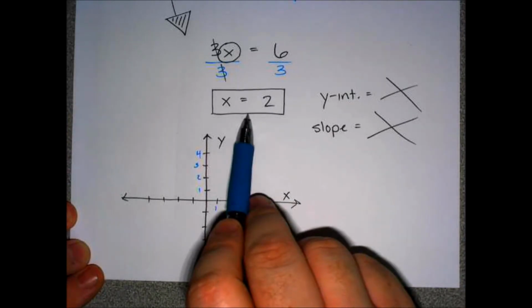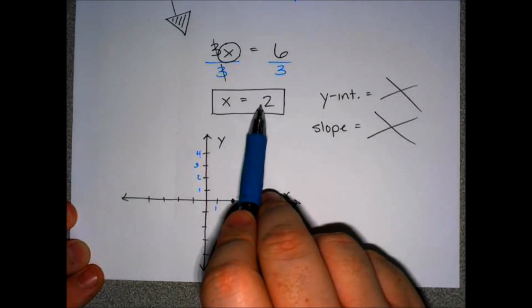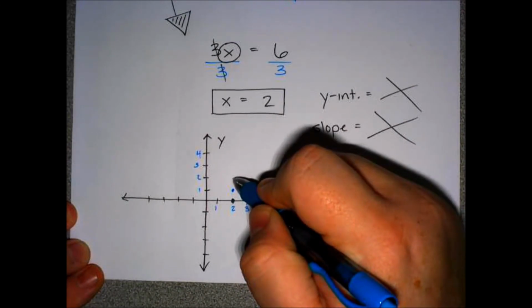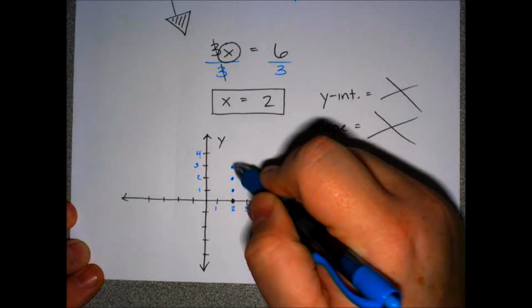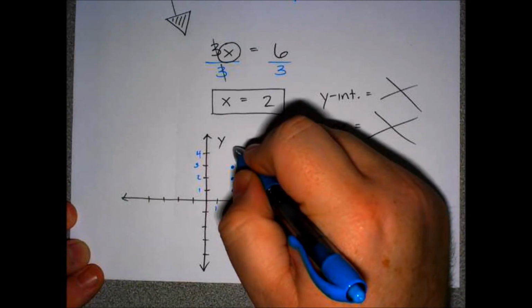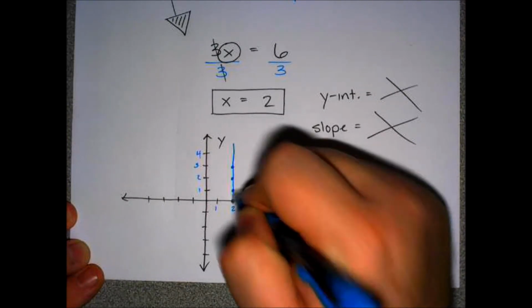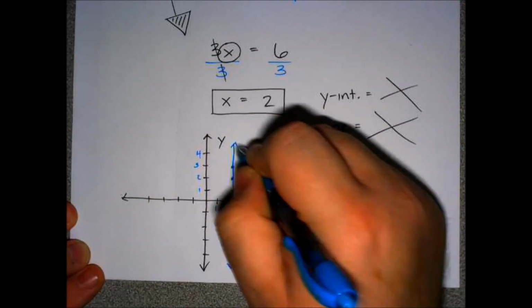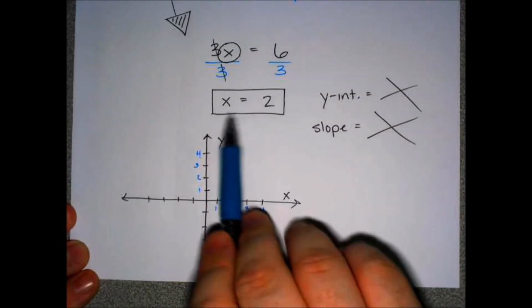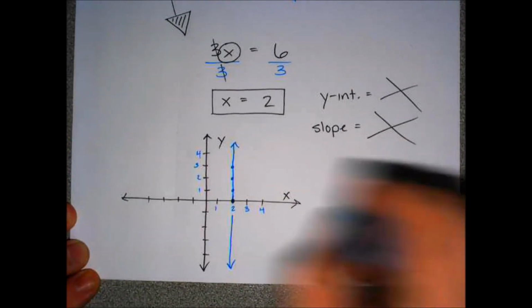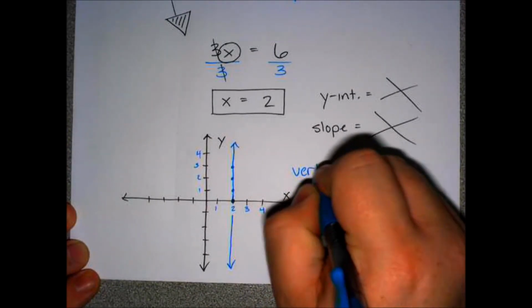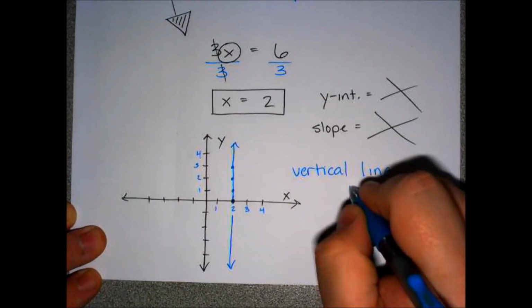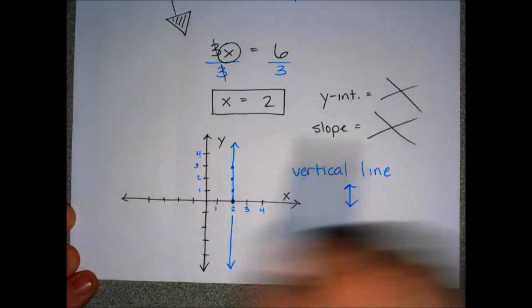What we do with that is it means that it's x equals 2 everywhere. So it's x equals 2 here, it's x equals 2 here, here, all the way up and down. That means we found ourselves a vertical line. So when you have x equals something, it's going to be a vertical line, meaning it's going to be an up and down line. That's when it's x equals.